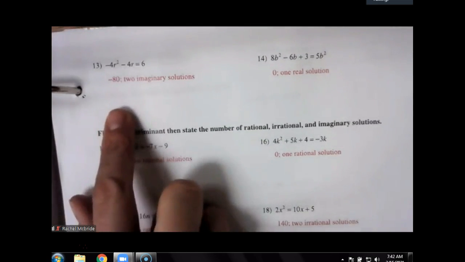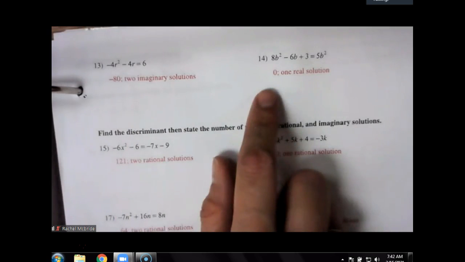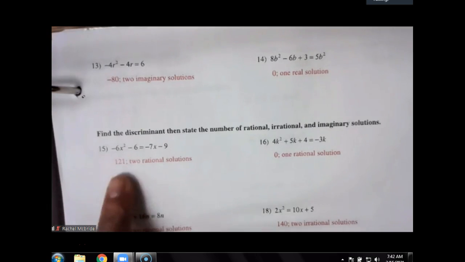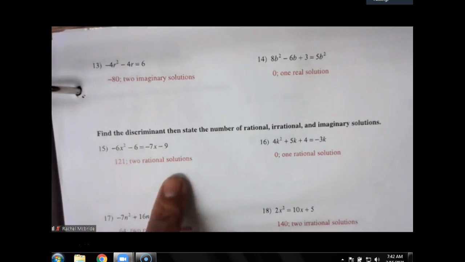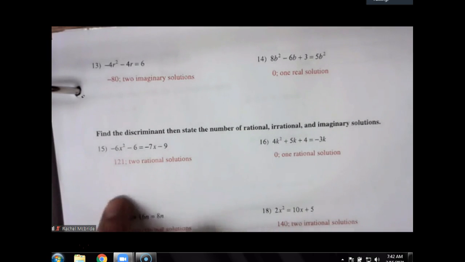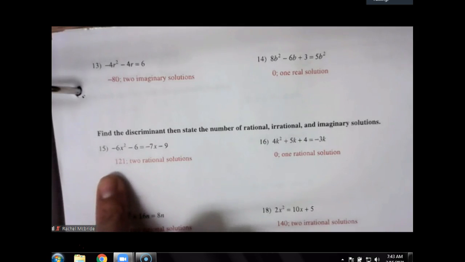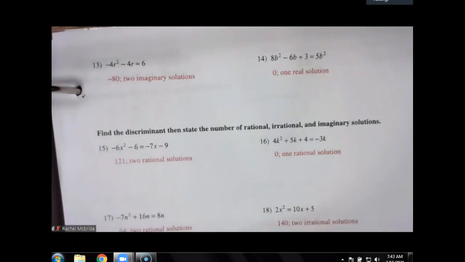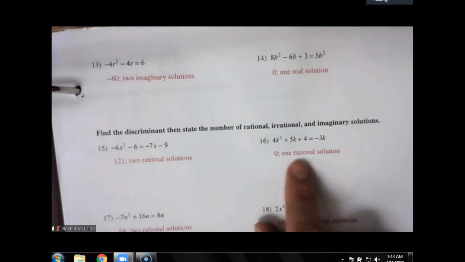13, you got negative 80, which was 2 imaginary, and 14, 0, 1 real. 15, 121 gave 2, and then we called those rational. If you just said real, that's okay. It's rational because 121 is a perfect square. That also meant that this was factorable. 16 is 0. That made that a perfect square trinomial.